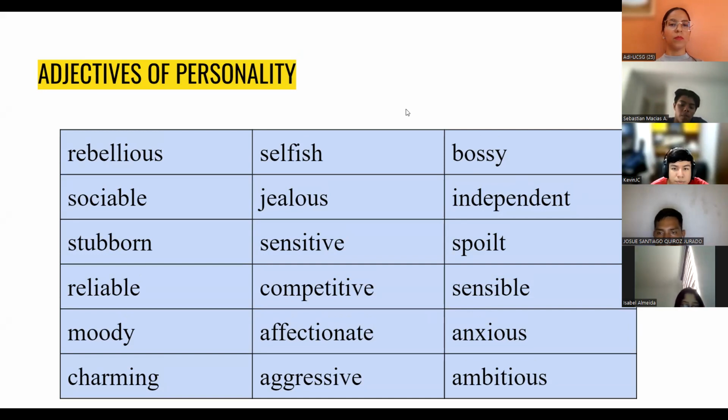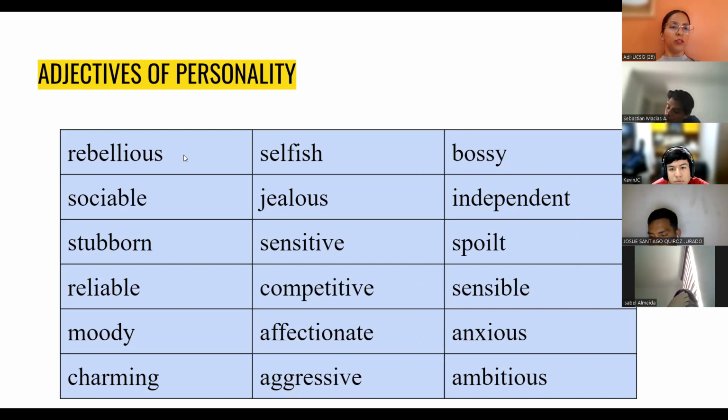Rebellious, sociable, stubborn, reliable, moody, charming, selfish, jealous, sensitive, competitive, affectionate, aggressive, bossy, independent, spoiled, sensible, anxious, ambitious. Thank you so much, Kevin.